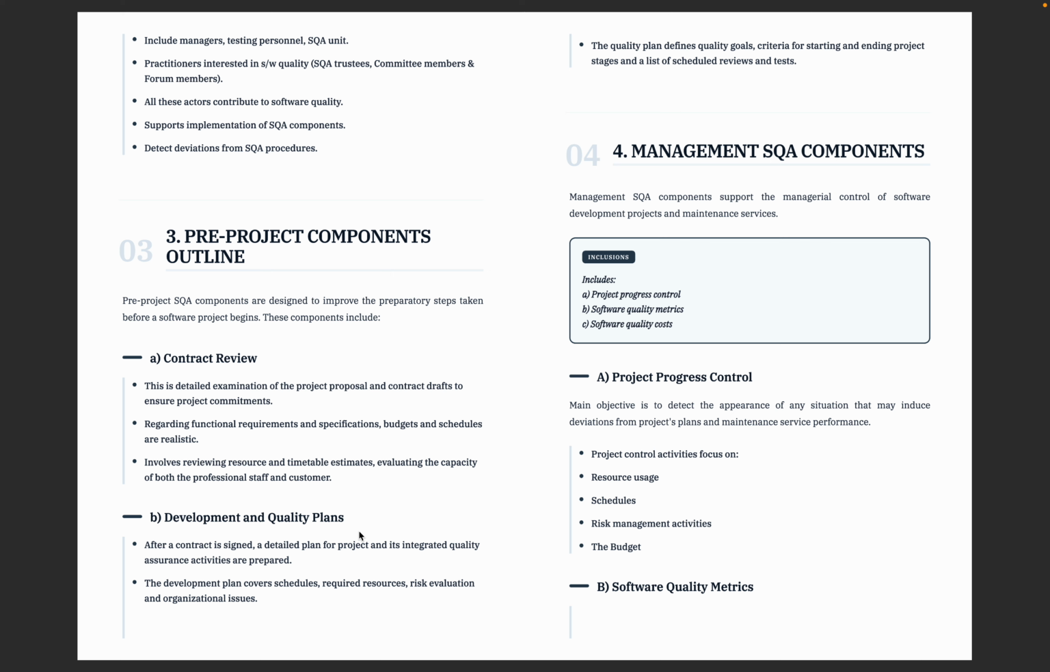So next, focus on management SQA components. Look at this diagram. This includes 3 things: project progress control, software quality metrics, software quality costs. Is the project on schedule, is the budget under control, are risks handled early? These are the things which we check here. This is done using progress control, quality metrics and quality cost analysis.